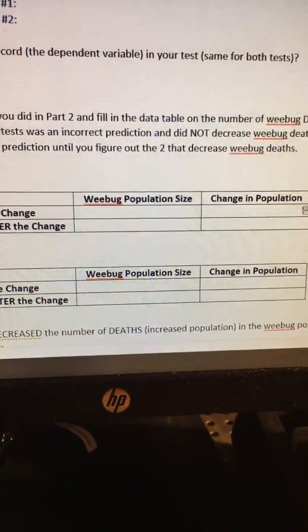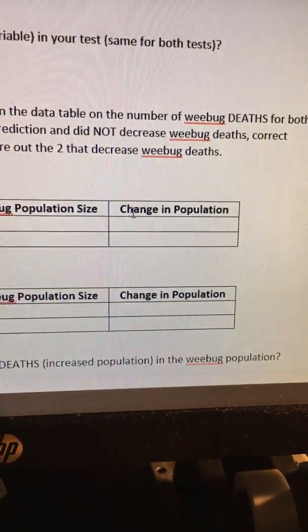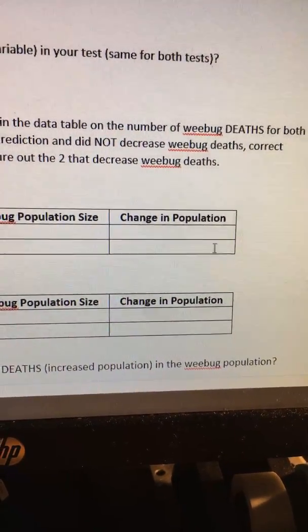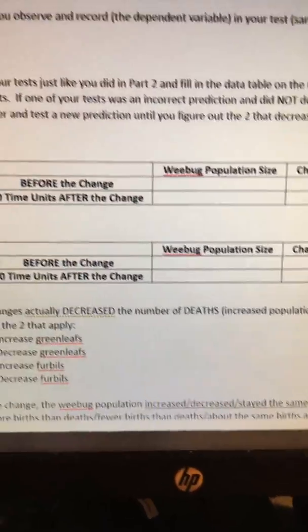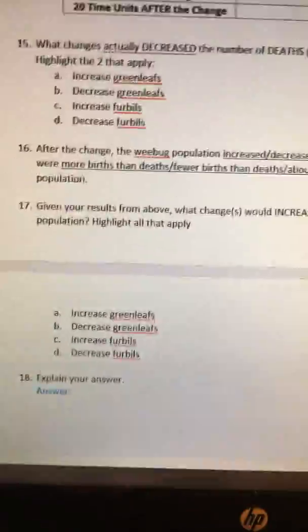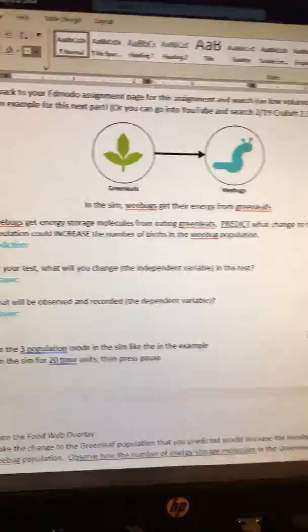Just the same, you're just looking at population size and that change. Remember, if your change in population is growing, it should be a positive number, and if your population is decreasing, this should be a negative number. So other than that, I think it's pretty self-explanatory. I think I've already gone over this plenty in class. So you guys should get the hint by now.